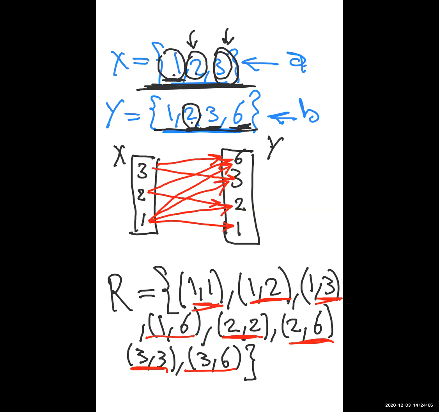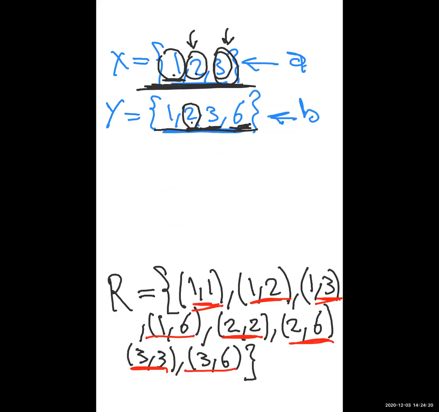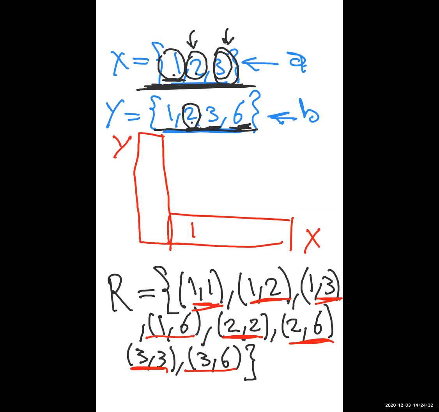Then the next point is to represent this one using a Cartesian diagram. It's very easy, but I will do it to remind you how to represent this using a Cartesian diagram. X and Y: this one is X, and this one is Y. Elements of X: 1, 2, 3. Elements of Y: 1, 2, 3, 6. Then draw the perpendicular net.